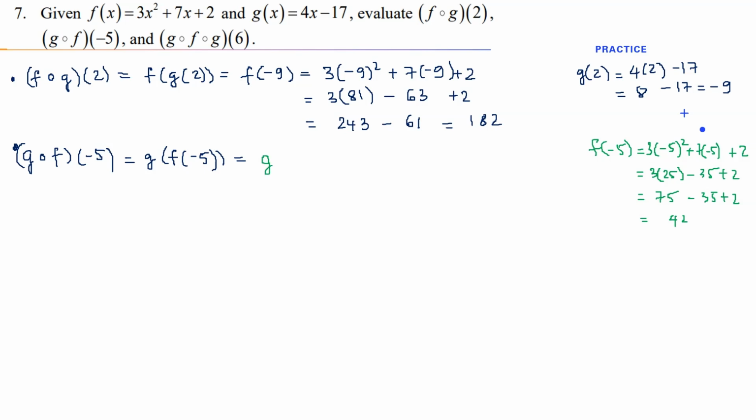So this one will be g of 42. That's 4 times 42 minus 17. 4 times 2 is 8. 4 times 4 is 16. Minus 17. 168 minus 17.